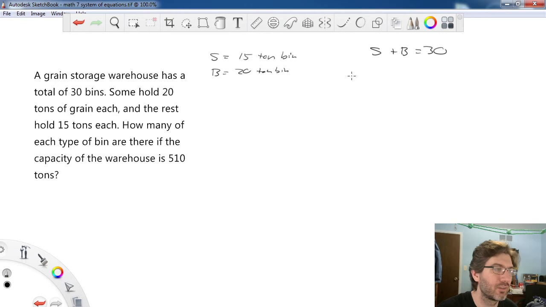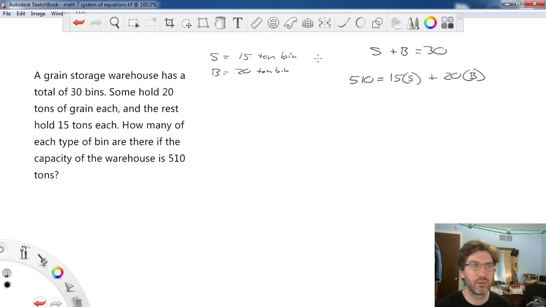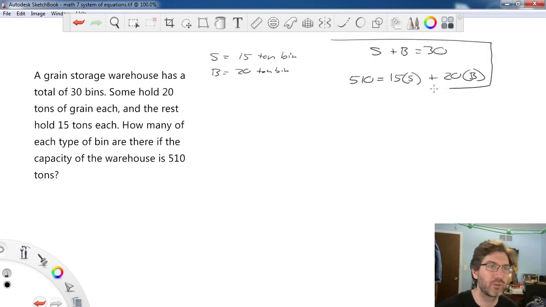You'll note that this one is pretty similar to the one we just did. So 510 has to equal the number of tons. A small bin is 15 tons times however many small bins you have, plus 20 tons times however many big bins you have, and that'll give you your total tons. So these are the two equations you should be using. Pull out the two equations, double check that they were pulled out correctly, and then you can solve for that.